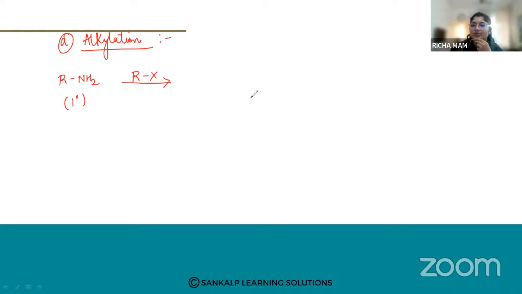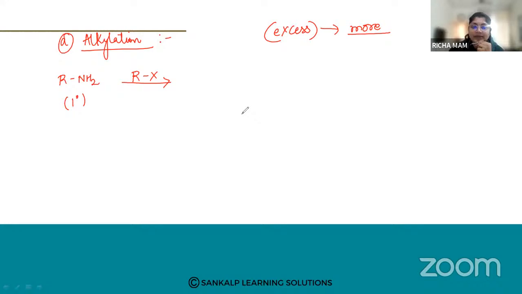So what are we going to do? We are going to take a primary amine and react it with excess alkyl halide. Excess means in more amount, so we are going to take the alkyl halide in more amount.